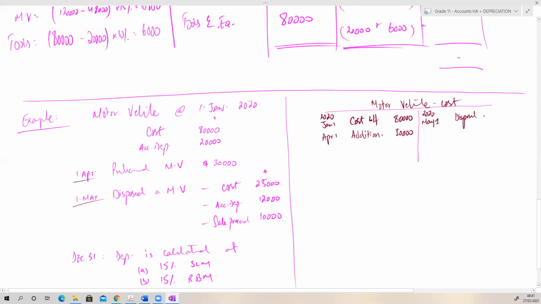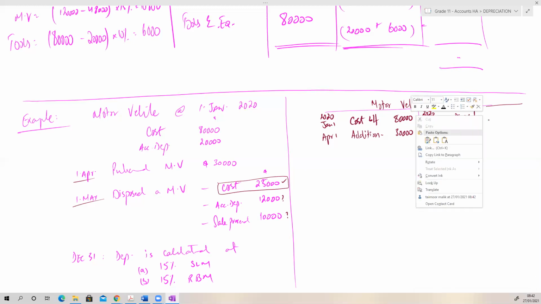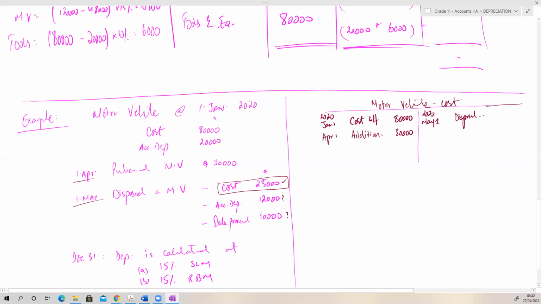disposal. Now my question is ये disposal की क्या value लूंगा मैं cost account में? Would I take this, or this? Which value would I take in the disposal in the cost account? 25,000. I will only take the cost. कि cost account में disposal की cost ही लूंगा. Not how much I sold it for, how much was its depreciation. Cost account में जब मैंने खरीदा था तो enter की थी cost.